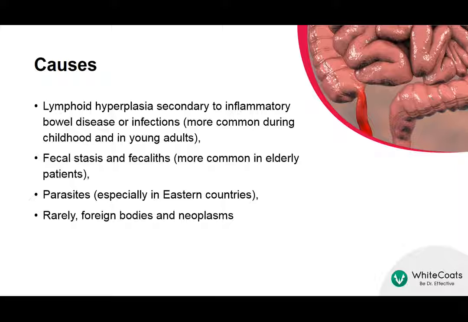Appendicitis is caused by obstruction of the appendiceal lumen. The most common causes of luminal obstruction include lymphoid hyperplasia secondary to inflammatory bowel disease or infections, fecal stasis and fecaliths, parasites, or, more rarely, foreign bodies and neoplasms.